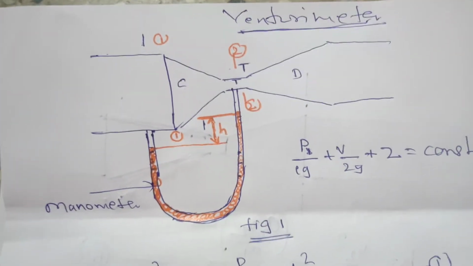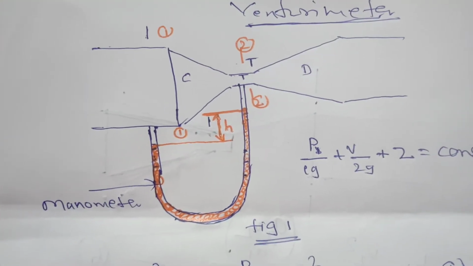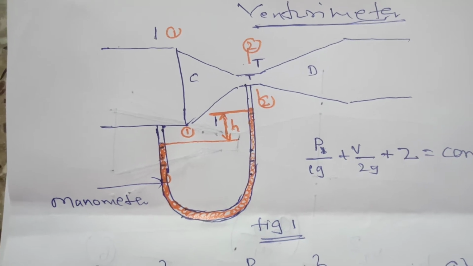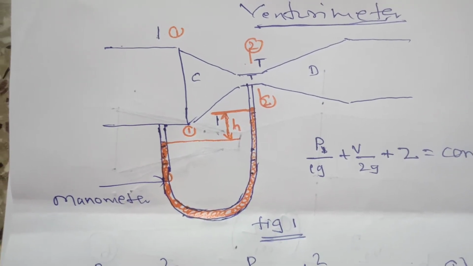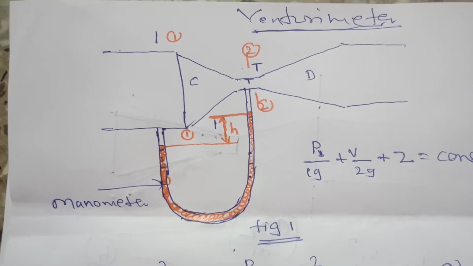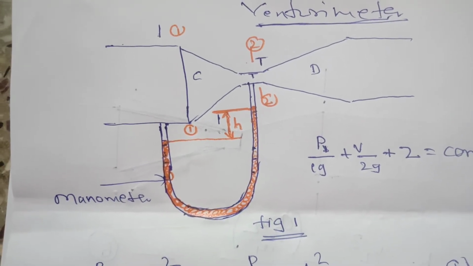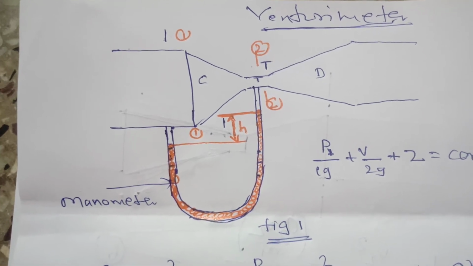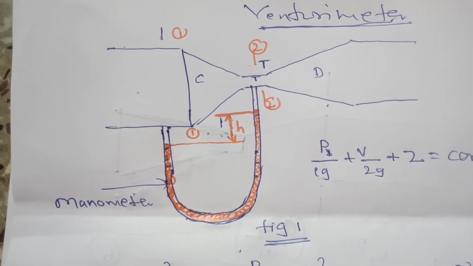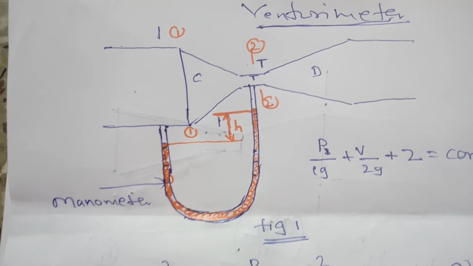Today I am going to discuss the venturimeter. A venturimeter consists of three parts: one is called convergent, then throat, and divergent, which I indicated as C, T, D respectively. Here I have taken two cross sections. One is at the convergent part, which I indicated as 1-1. The second I have taken at the throat, which I indicated as 2-2.